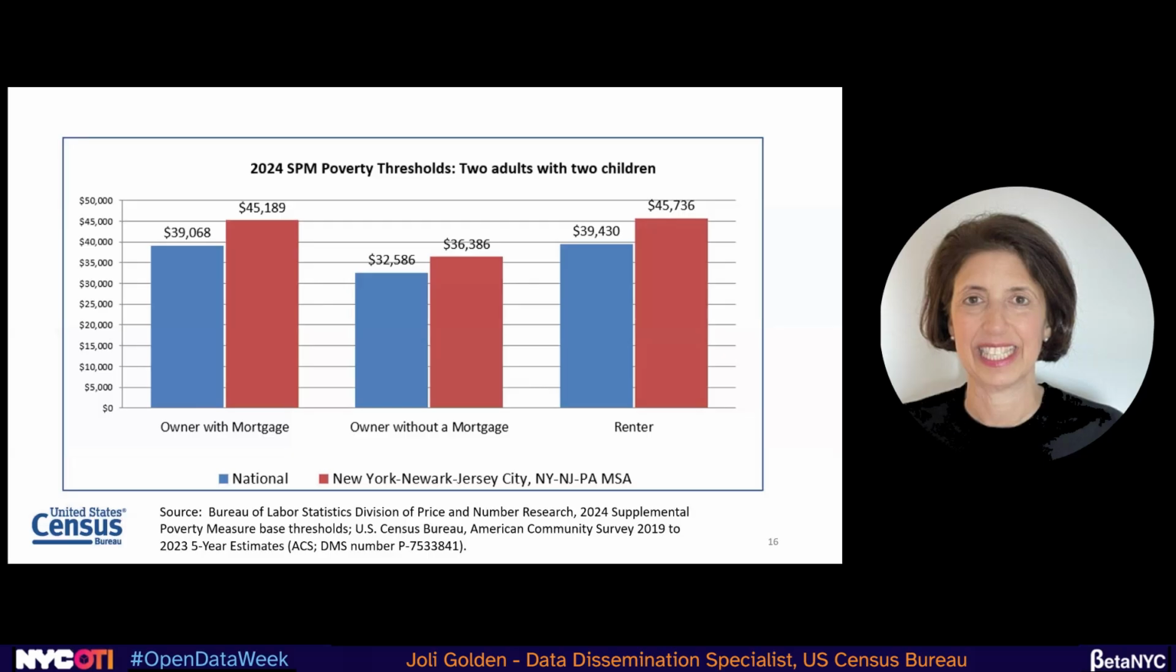That New York metropolitan statistical area is all of New York City, plus some surrounding suburbs, Newark, Jersey City, and more. It is the largest metropolitan statistical area in the country, covering about 19 million in population. So this gives you a little bit of comparison of those poverty thresholds for New York City versus national.